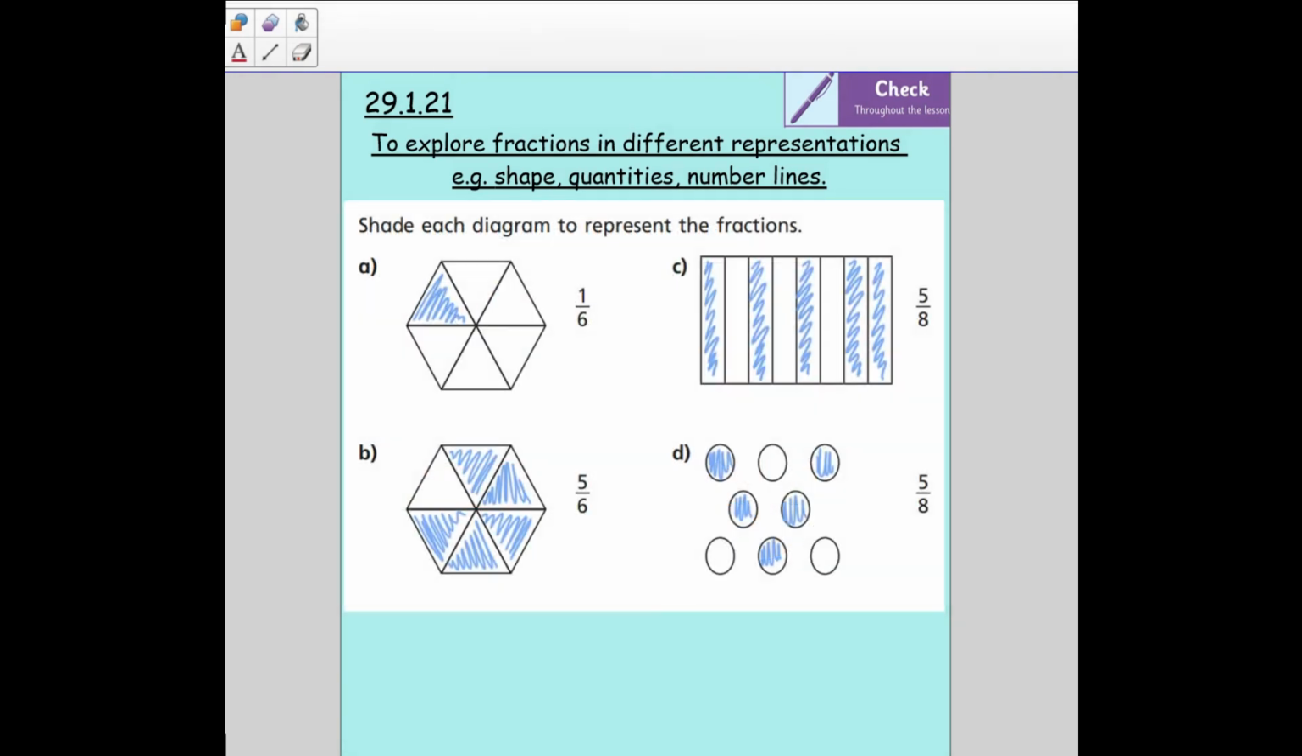The next question, you either shaded each diagram to represent the fractions or you wrote down how many you would need to shade to represent the fractions. So for A, you would colour one of those sections to represent 1/6. For B, you would have coloured any 5 of those sections to represent 5/6. For C, you will have coloured 5 out of the 8 sections to represent 5/8. And for D, you will have coloured any 5 of those circles to represent 5/8 there. Good job.